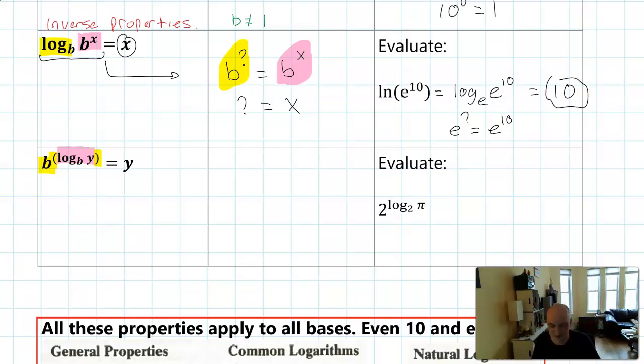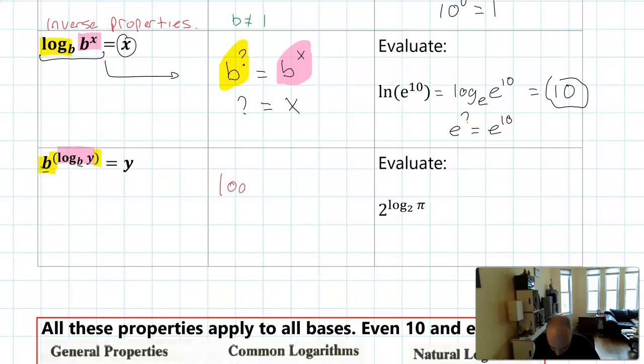The second property is a switcheroo of that property. So we have b to the log base b of y will always equal y. And those could be x's too. It doesn't matter what the letter actually is in there. But we have a matching base, and we have a logarithm statement in an exponent. So here we have an exponential statement. We have to turn it into a logarithm statement.